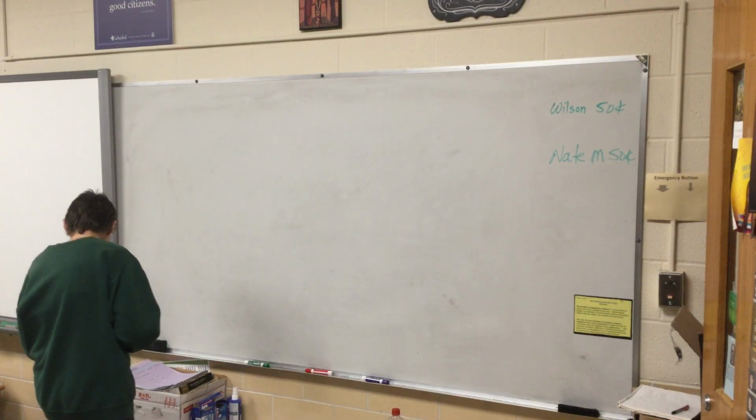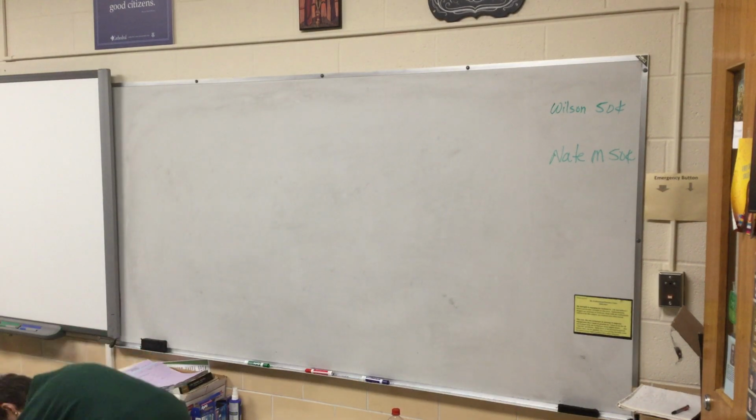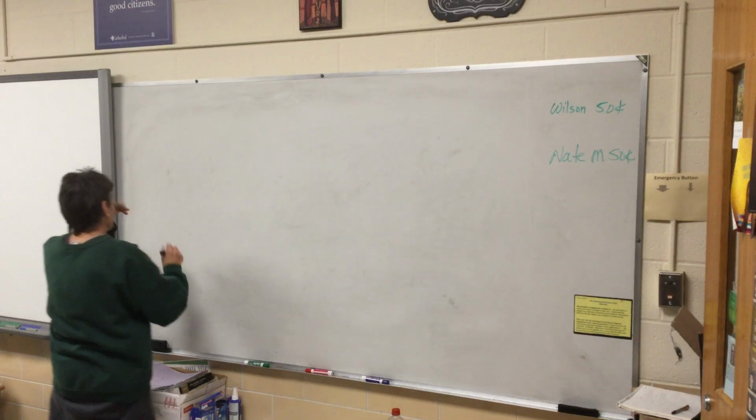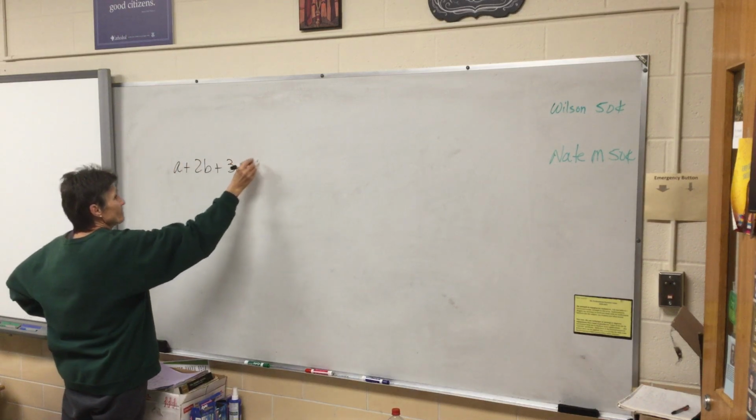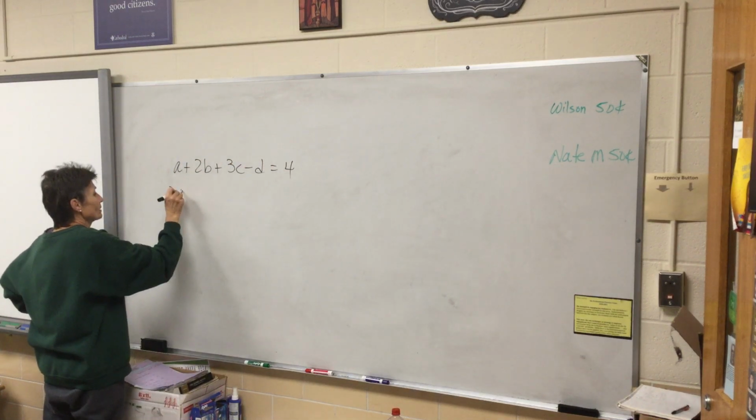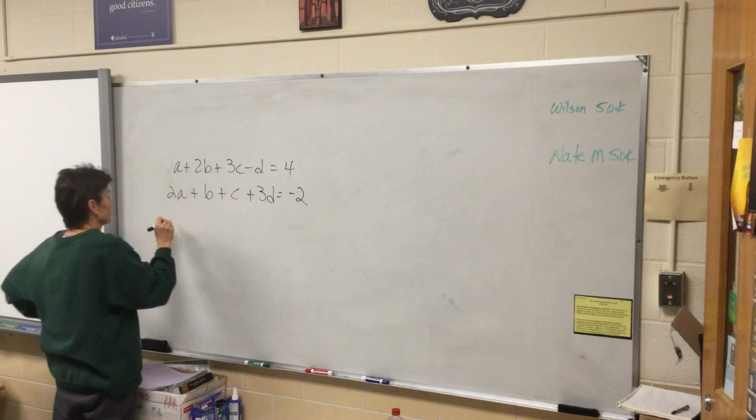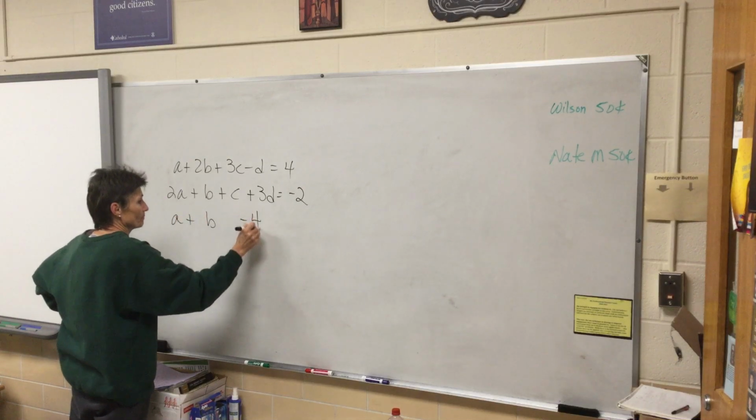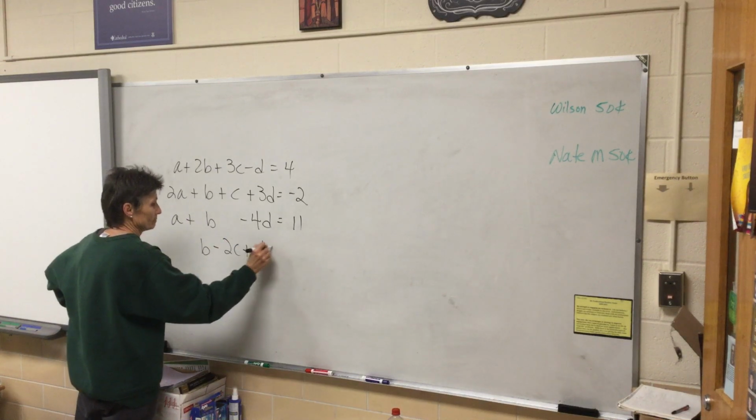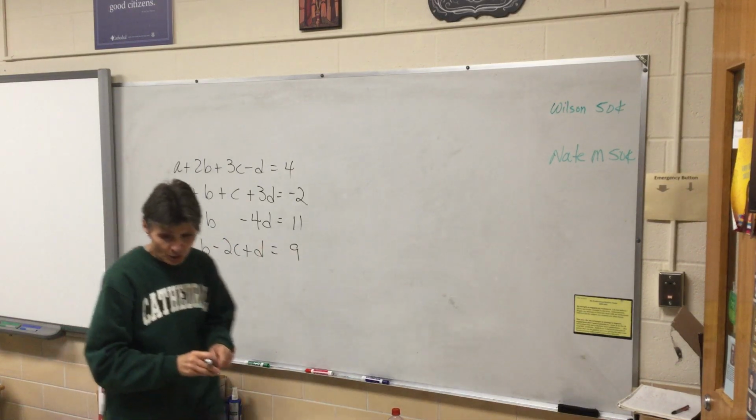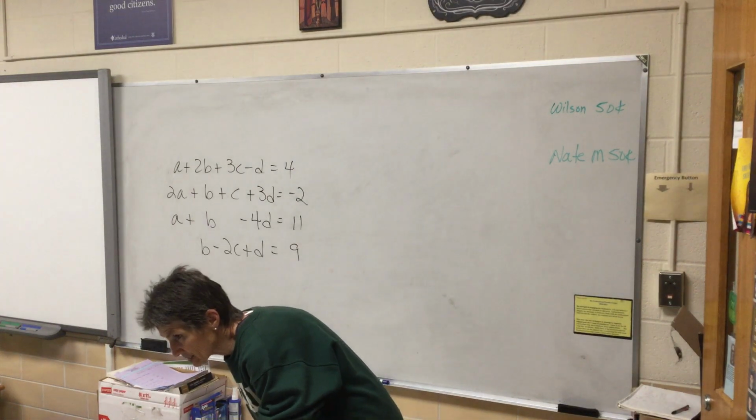So these problems are not written down anywhere. I'm just making them up right now. So you will just have to write them down with me. So let's do A plus 2B plus 3C minus D equals 4. Now, you notice that I am not in any way, shape, or form rigging this.